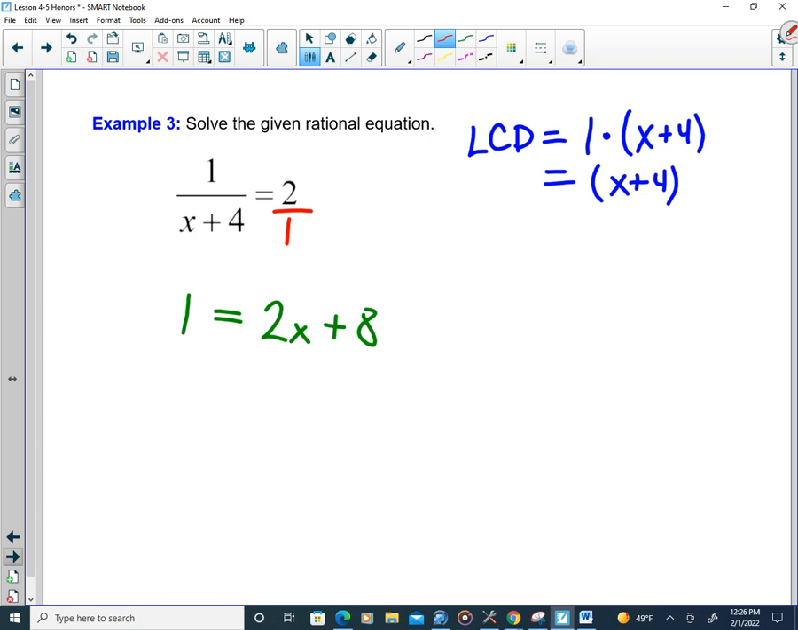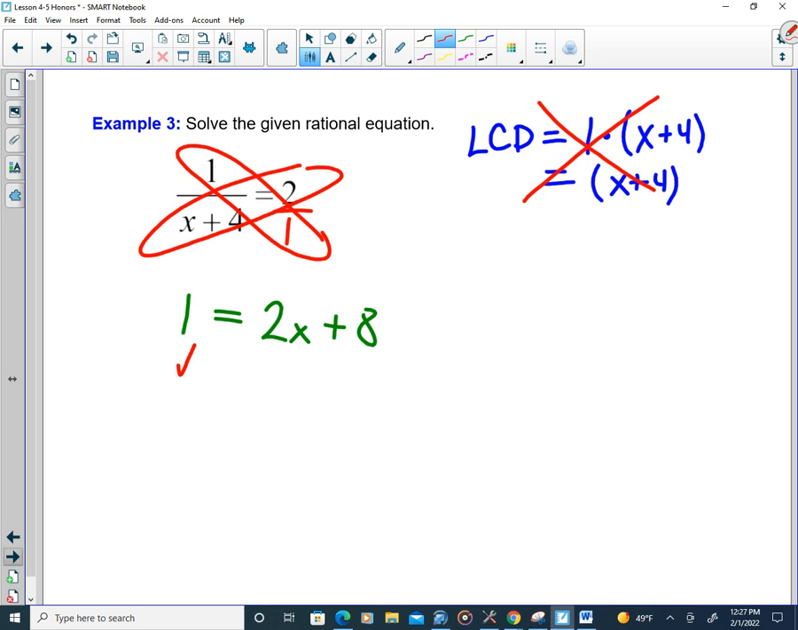The easiest way to solve proportions, you don't have to find the LCD. Anytime you have a fraction equal to a fraction, so if you have one fraction on the left side equal to one fraction on the right side, you can do this. You can just cross multiply. 1 times 1 is 1, and then 2 times the quantity x plus 4 will be 2x plus 8. So all we need to do now is just solve this.